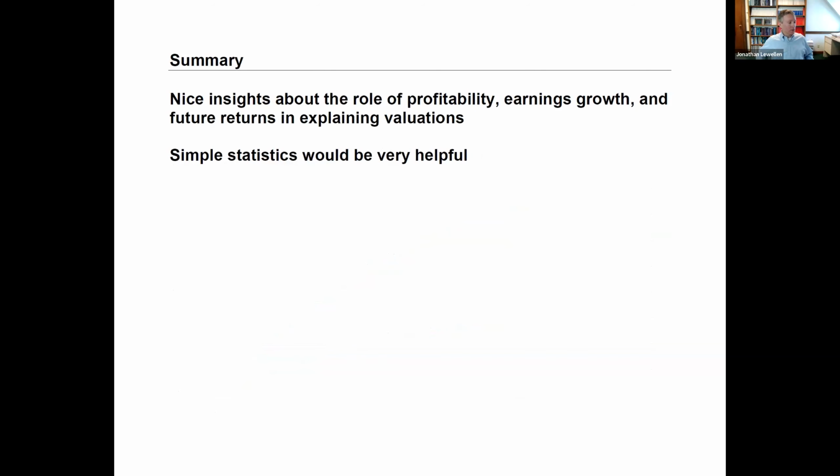I've got some graphs of that, but not important. I think this paper has a lot of really nice insights for understanding what's going on in the cross-section, for really illustrating and highlighting a couple of really important issues. I think mostly what would be nice is if they just report some more basic statistics that would allow us to understand what's going on. So I'll stop there. Thanks a lot.